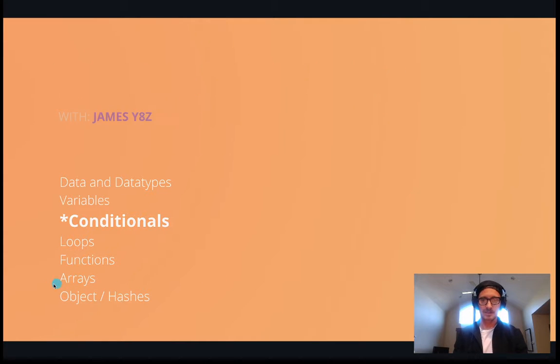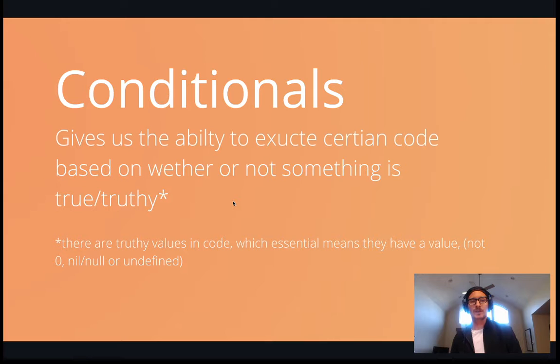Yeah, let's go on. So what is a conditional? Conditionals give us the ability to execute certain code based on whether or not something is true or truthy. So we've talked about data, we talked about variables. Now we're going to start talking about the flow of our app with conditionals, loops, and functions. So conditionals really give us a way to branch our code and do certain parts of our code.